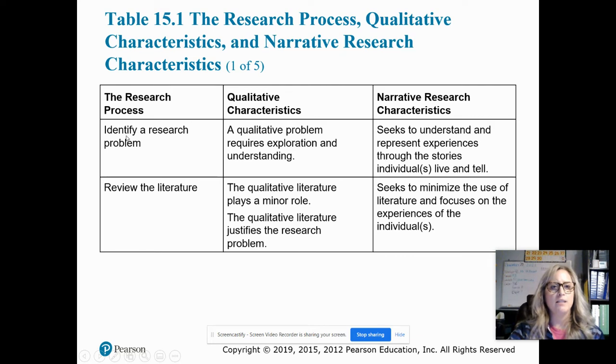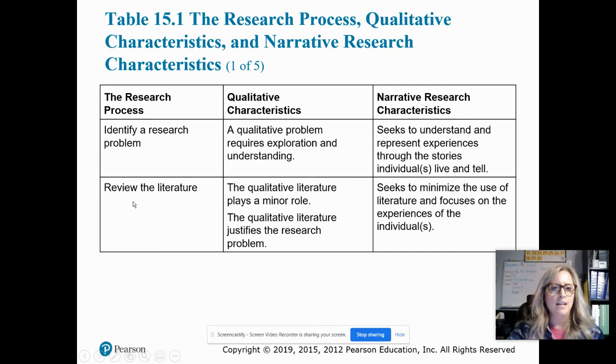So the research process, let's talk about when we identify a research problem. For qualitative studies, the problem requires exploration and understanding. And with narrative research, you're going to seek to understand and represent experiences through the stories individuals live and tell. Okay, so you're still needing to do that understanding, you're just doing it through their stories.